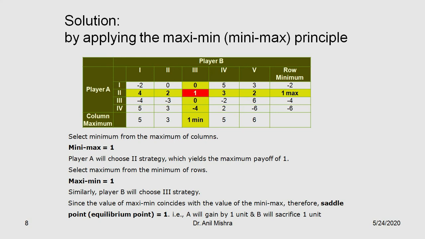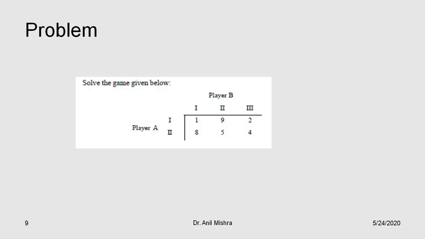Let's say here player A has 2 strategies and player B has 3 strategies. Now my target is to solve the value of the game. To solve the value of the game, you have to find the row minimums. In the first row the minimum is 1, in the second row the minimum is 4. Out of those minimums 1 and 4, the maximum is 4.